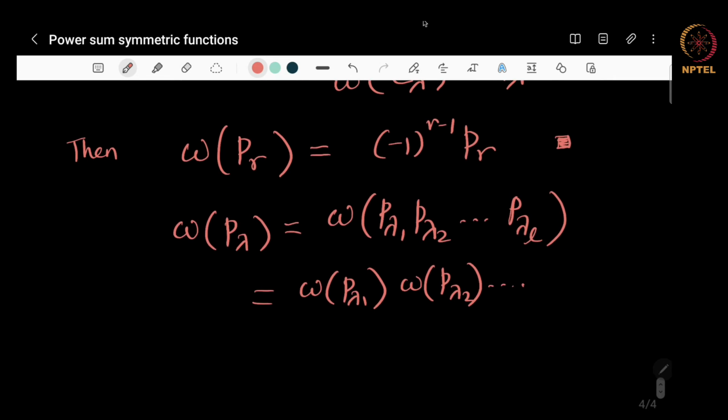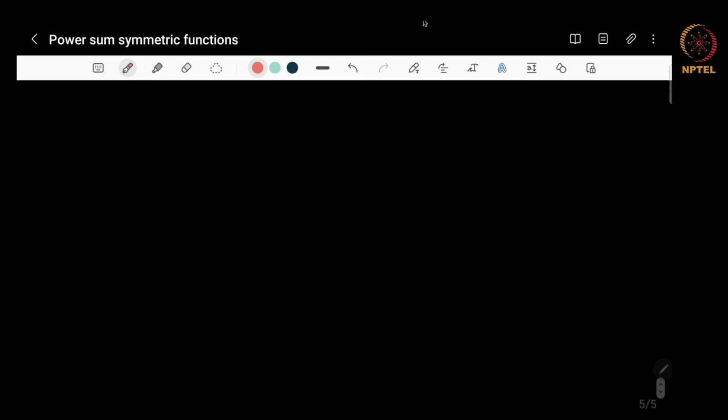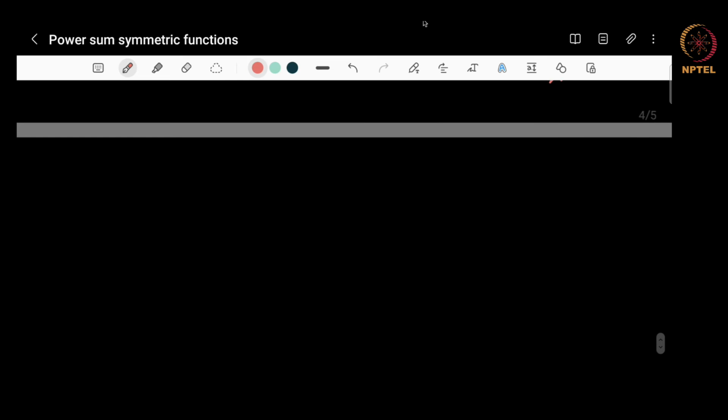And each omega just gives me a sign. So if you look at what this finally gives me, it gives me minus 1 power lambda 1 minus 1, lambda 2 minus 1, and so on. Right? So this is lambda 1 minus 1 plus lambda 2 minus 1 plus etc., times the original P lambda itself. So there is some sign in front, and the precise formula for the sign is exactly the following.